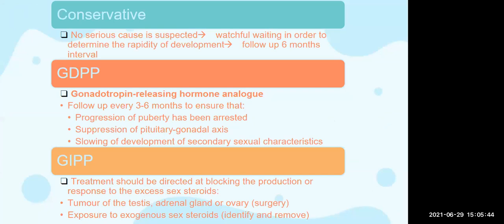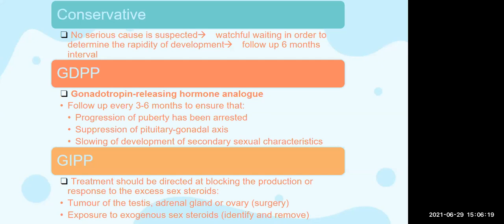Okay, so firstly is conservative management. Conservative management is we will do it if there is no serious cause suspected, and we will do watchful waiting in order to determine the rapidity of development, and we follow up every 6 months. And for the gonadotropin dependent precocious puberty, we give a gonadotropin releasing hormone analog, and we follow up every 3 to 6 months to ensure that the progression of puberty has been arrested.